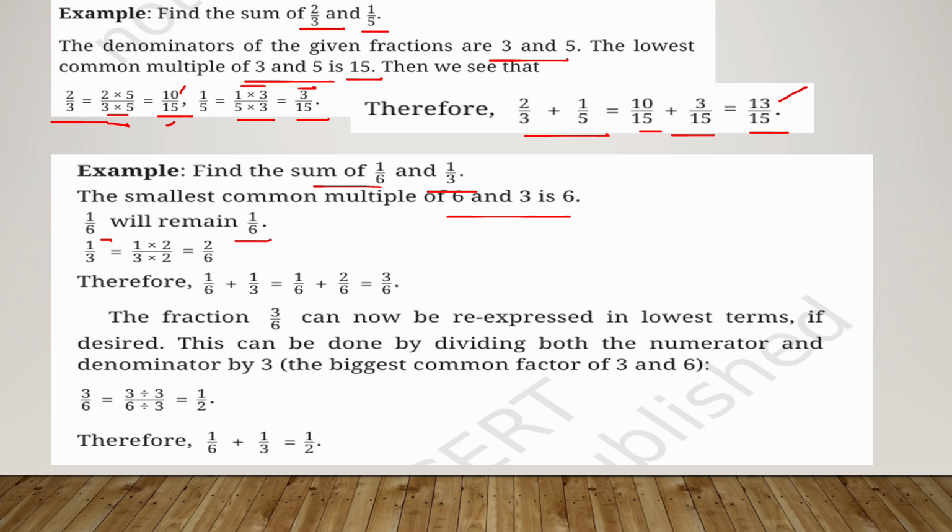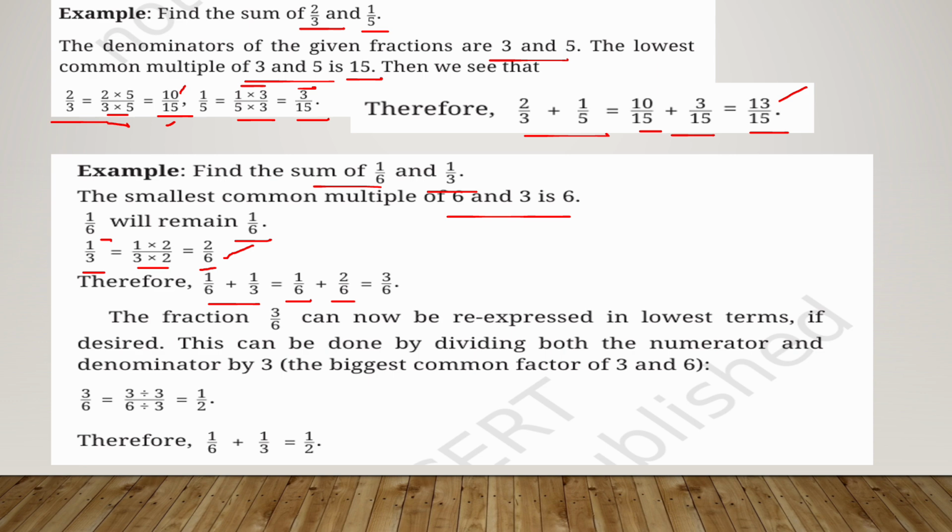Therefore, here two fractions, 1 by 6 and 1 by 3, are given. See, in 1 by 6 the denominator is 6 itself, so no change. Then 1 by 3, you have to convert into an equivalent fraction such that the denominator is 6. So 3 into 2 is 6. So you have to multiply the numerator also by 2. 1 into 2 is 2. So 2 by 6. Therefore, 1 by 6 stays as 1 by 6. Then 1 by 3 is equivalent to 2 by 6.